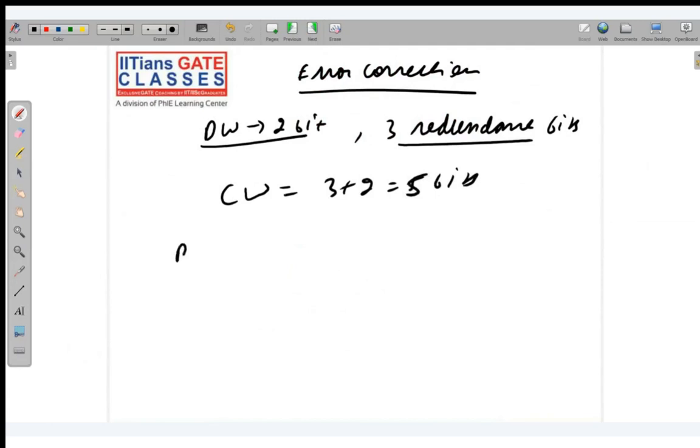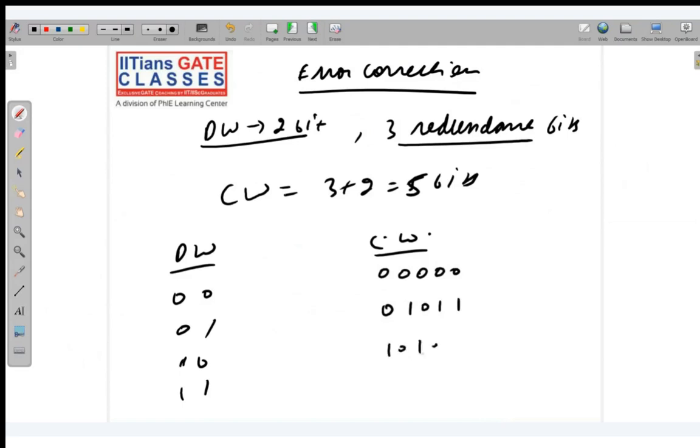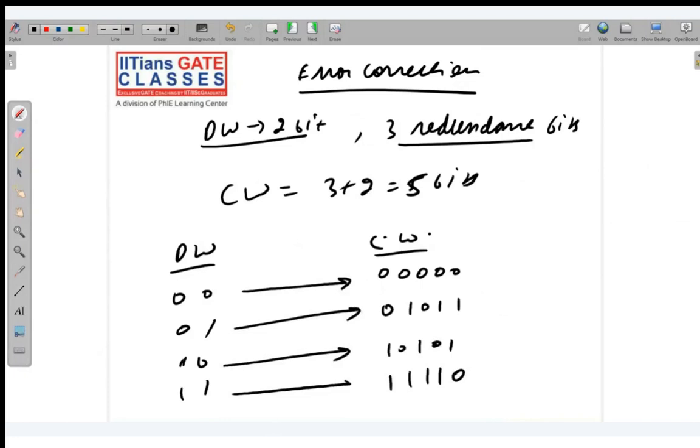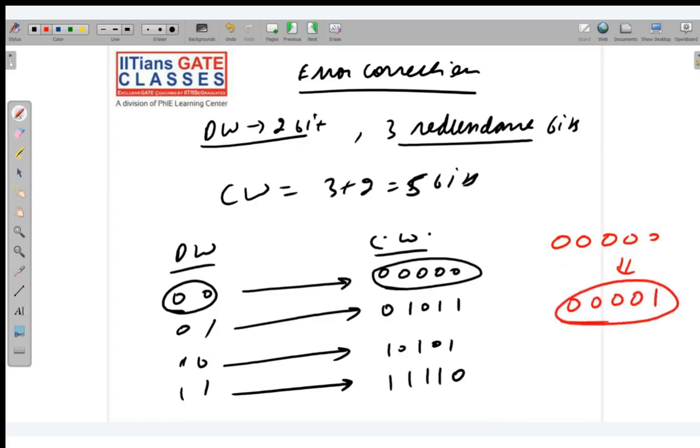Let me give you an idea. Data words are 00, 01, 10, 11 and the code words are, say, 5 zeros, then 01011, then 10101, and then 4 ones and a 0. Now in place of sending the data word, we will send the code word. The sender wants to send 00, so how many zeros will it send? It will send 5 zeros because it is the code word: 1, 2, 3, 4, 5. But because of some error in the medium or somewhere, the receiver has received this.